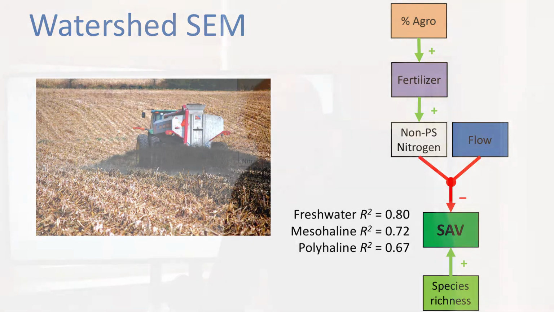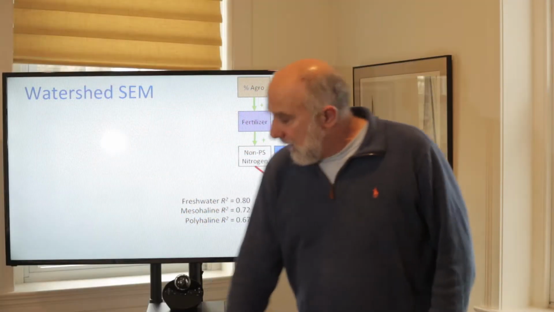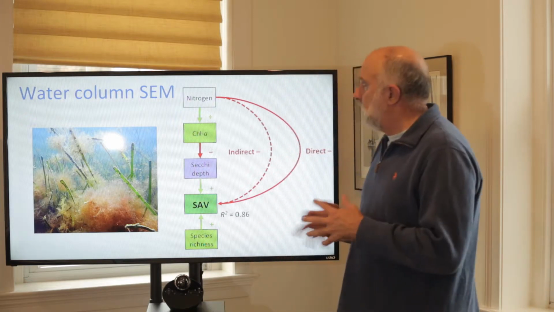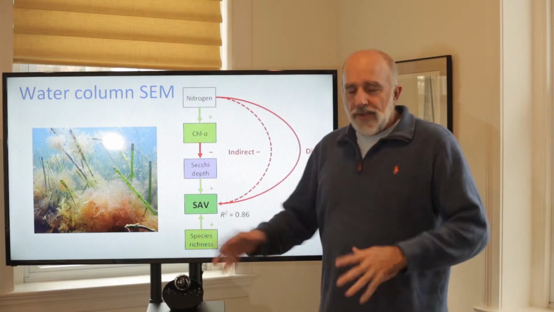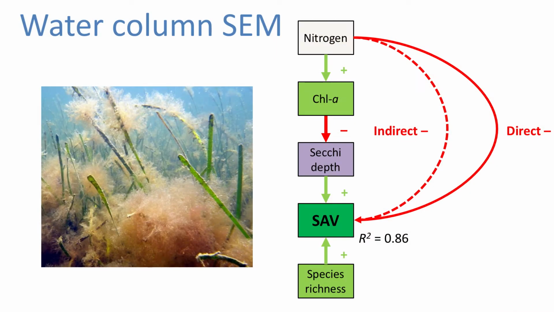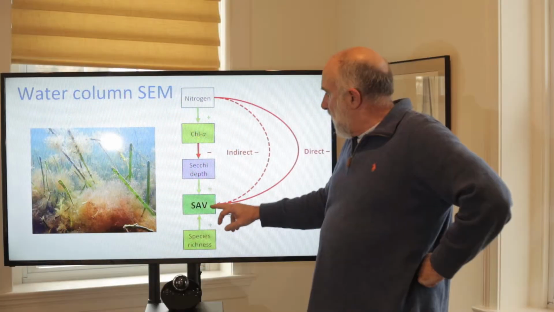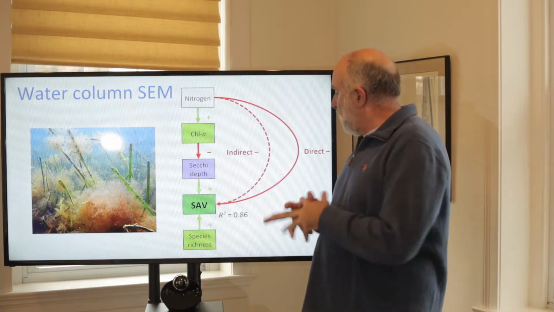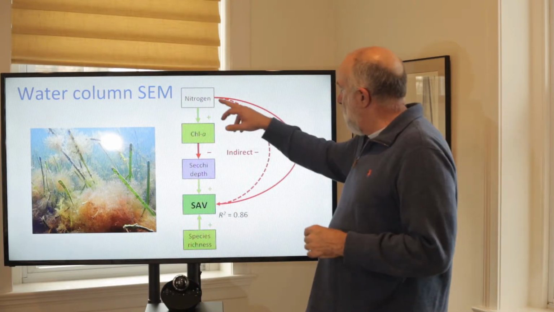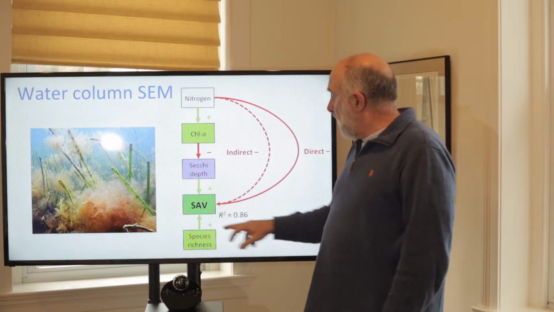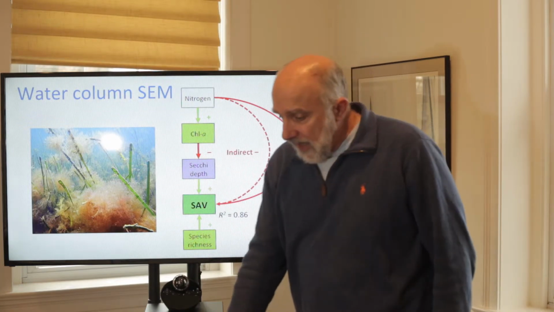And then we did a water column structural equation modeling. And this is taking just the water quality data from within the bay, not the watershed data. And we used nitrogen, chlorophyll, and Secchi depth that influence SAV and the species richness of the SAV. And we had both direct and indirect effects of nitrogen directly on the SAV as well as through the cascade. And that R squared was very high as well.